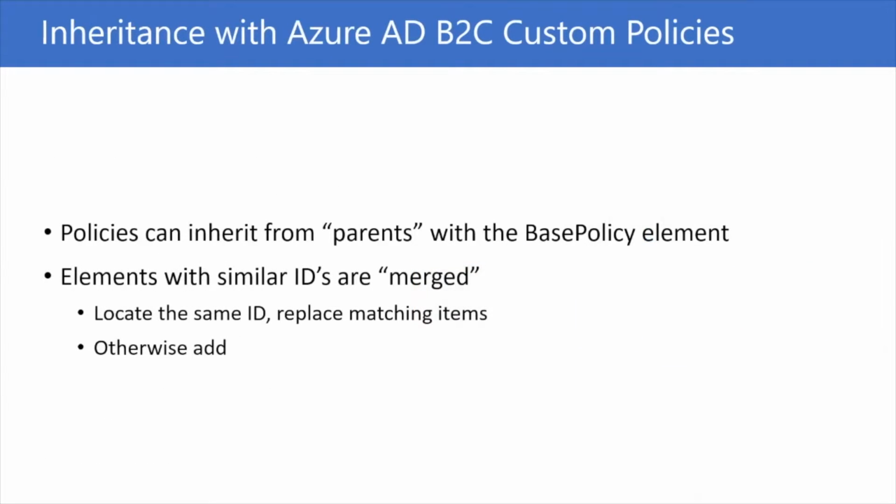Before we go too much further, I want to recap. The previous session briefly introduced the concept of inheritance and composition across custom policy files. When policy files inherit from each other, you basically start with the base file and work your way down the inheritance chain. And as you encounter elements with the same ID, those elements are merged, with the child elements that have the same ID and same name overriding the corresponding parent elements.